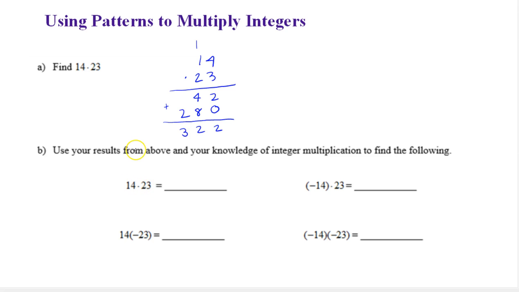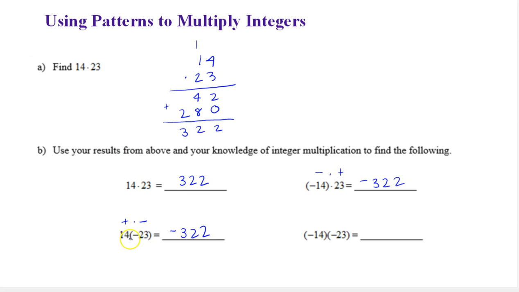So here, well, that's the same problem we just did. It's positive 322. Okay. Here we have a negative times this 23 is positive. So that's negative 322, since it's a negative times a positive. Okay. Here we have a positive times a negative. And this will be negative 322.